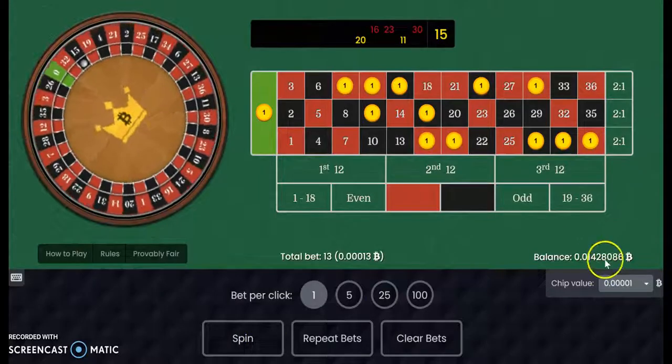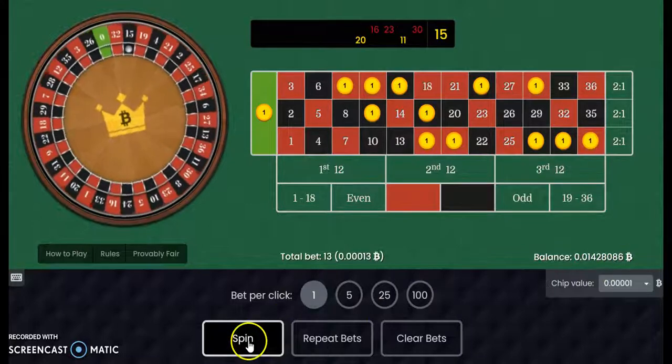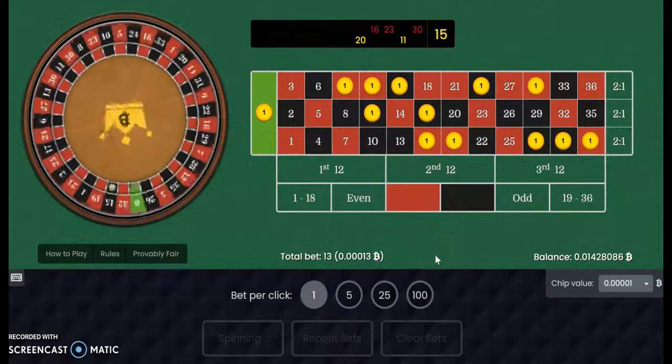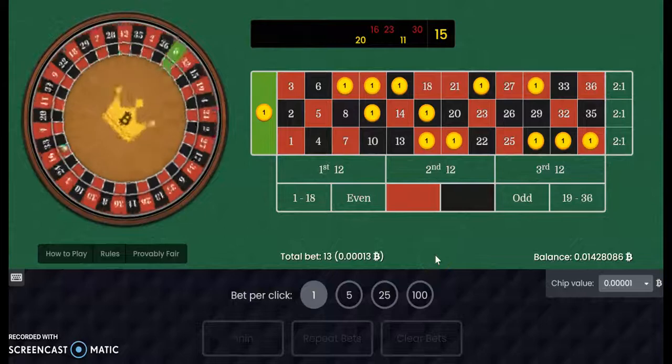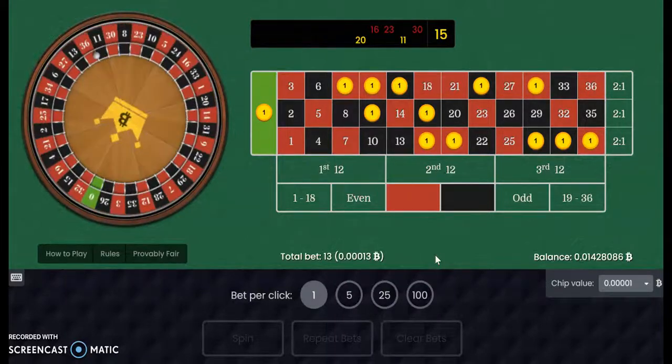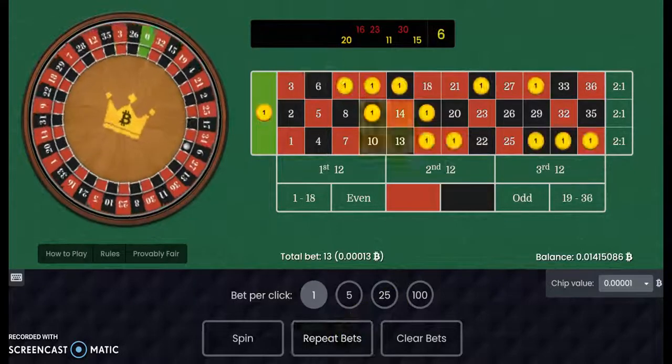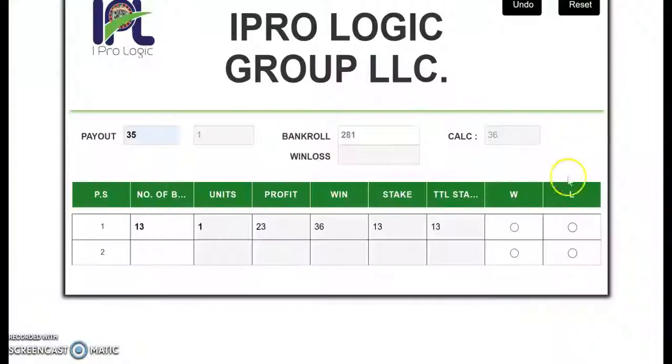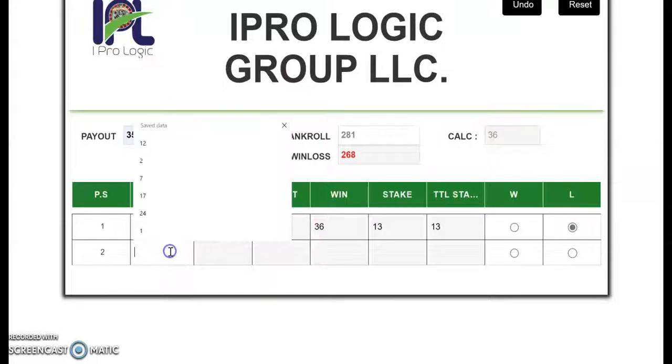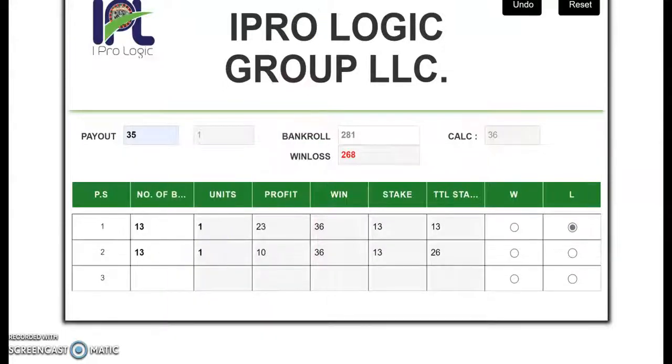Again, this is real money, so you can see here. Okay, so let's go. A lot of times you'll have a hit the first time, sometimes you won't. In this case, you don't. So now you're just going to rebet, but you have to follow the calculator. So this is a loss. It's still 13, and it still says 1 unit.